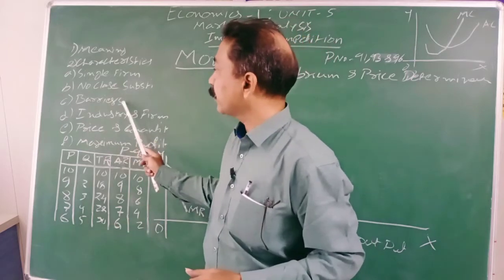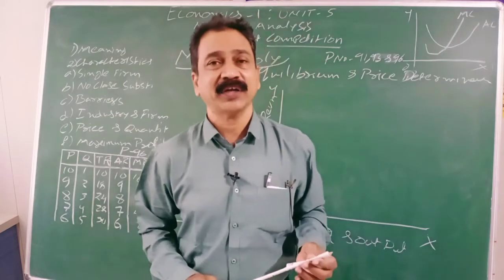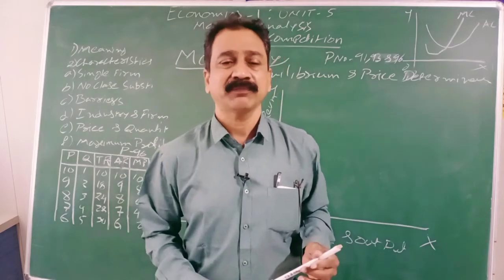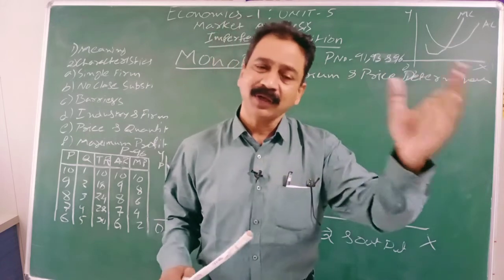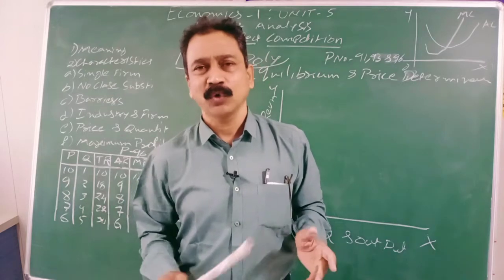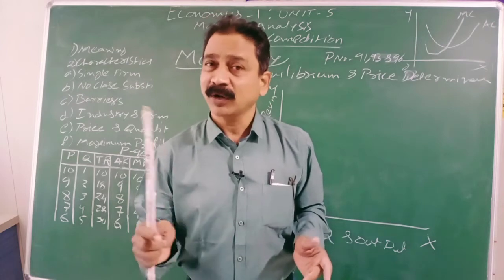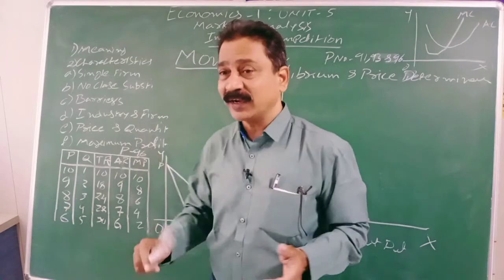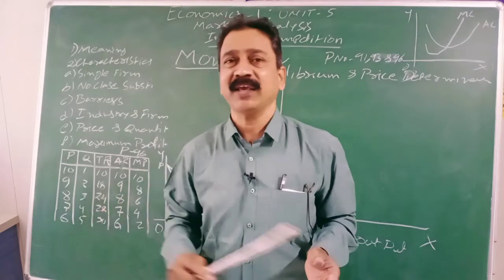Now, third one, barriers. There are restrictions, there are barriers to enter into the market. No one can enter into the market and start production like in perfect competition. There are conditions, generally provided by the government itself. I told you, railways, road transport corporation, electricity board, these are all government monopolies which are putting barriers to enter into the market by any other person other than these government companies.